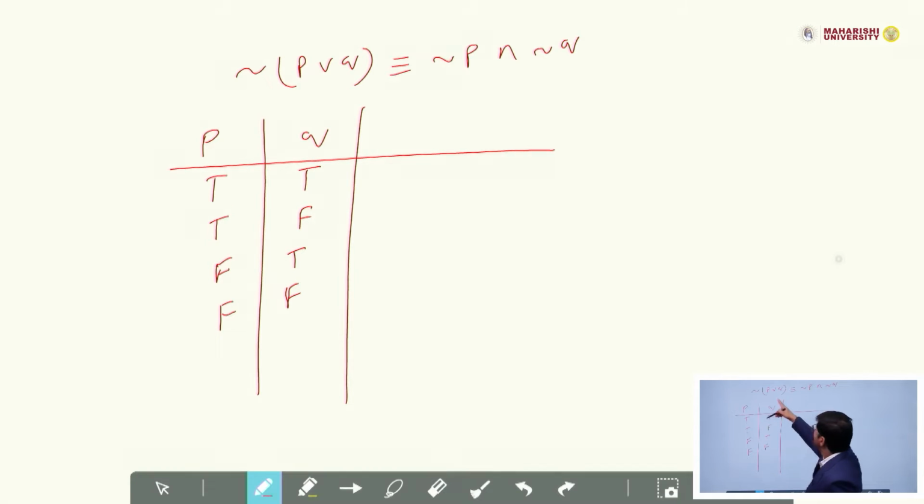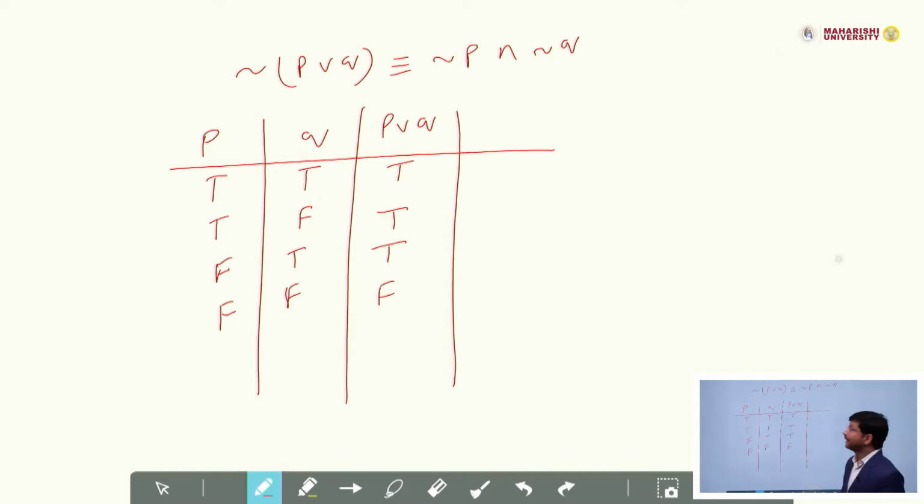What we need now? P or Q. What is P or Q? If both are true, or any one is true, then the result is true. If both are false, then the result is false. And what is the negation of P or Q? The negation of P or Q gives false, false, false, and true.